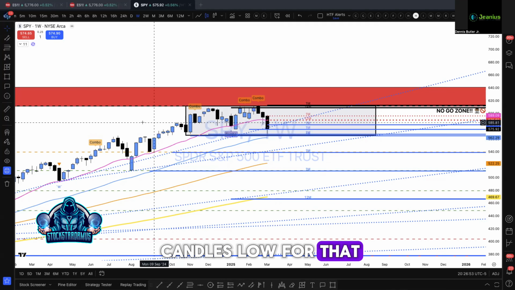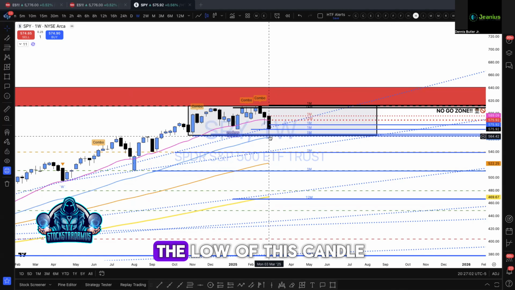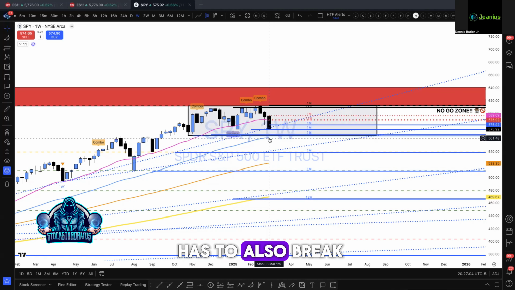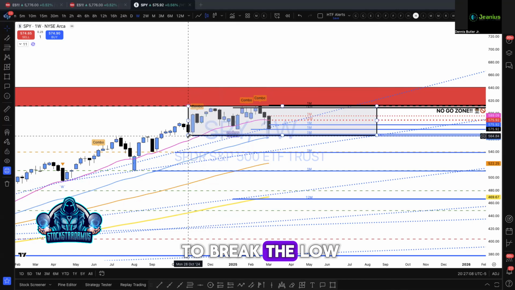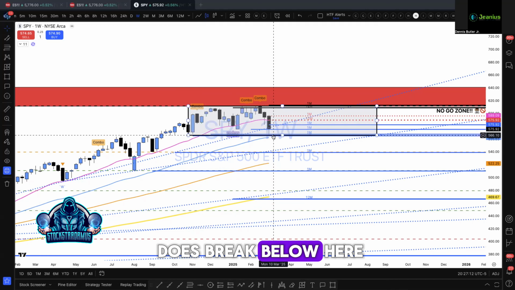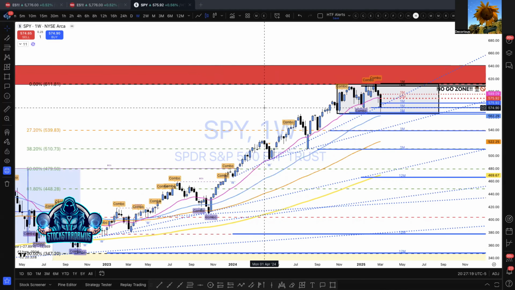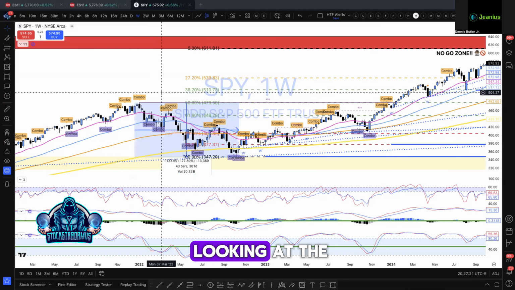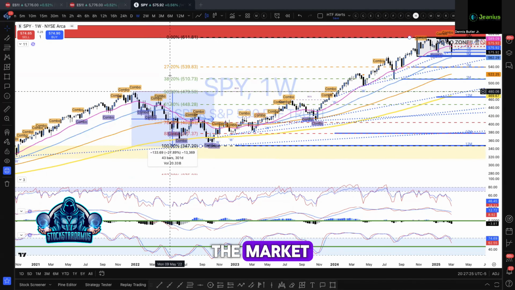But the odds are in my favor because it's a big selling candle. And for it to break the low of this candle, it also has to break the 50 moving average, and it has to break the low of this range, which is a strong demand area. So even if it does break below here, it should be a nice little move, right? That's my assumption.